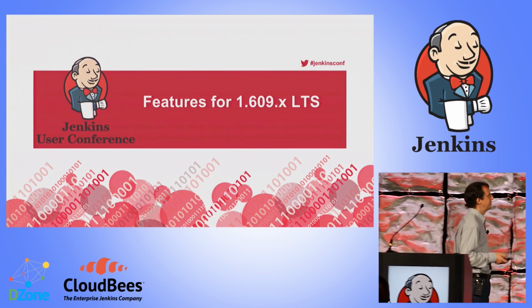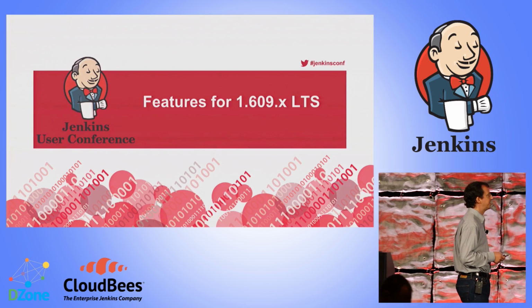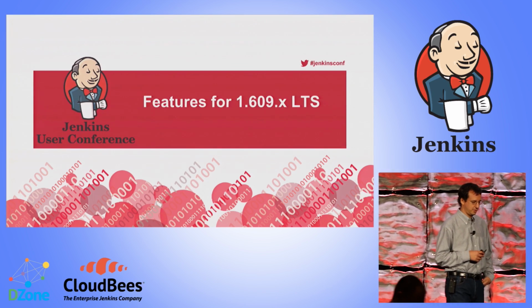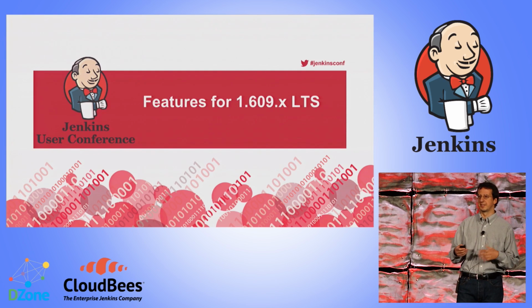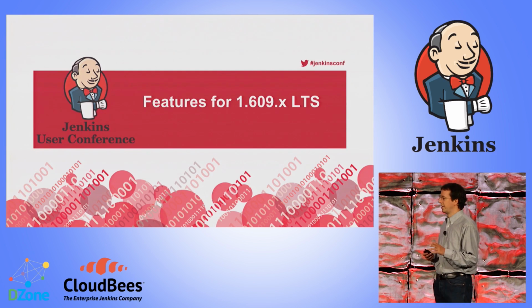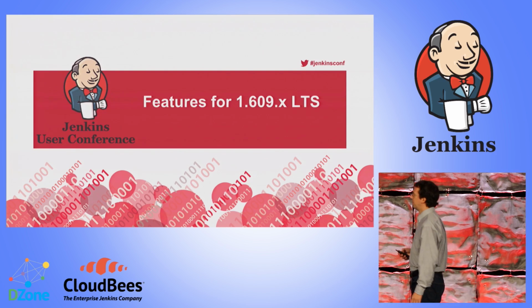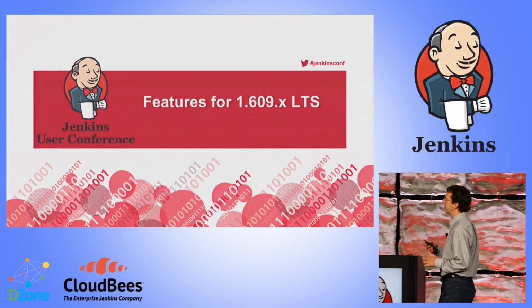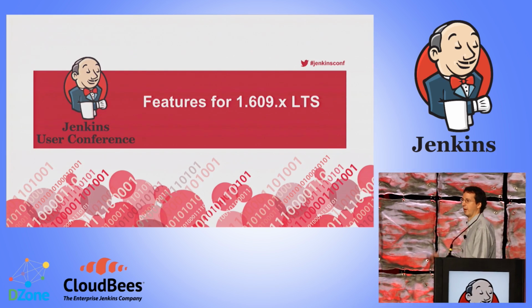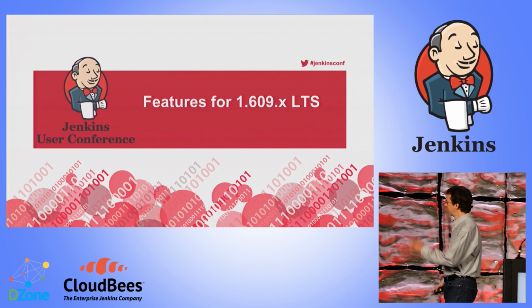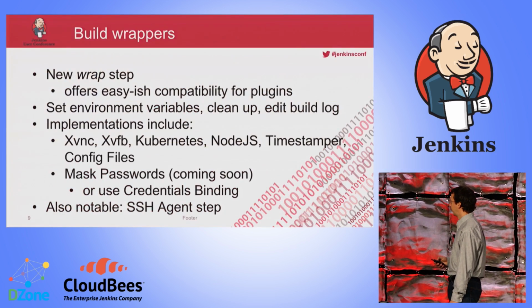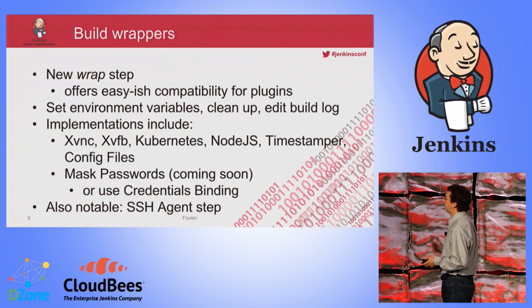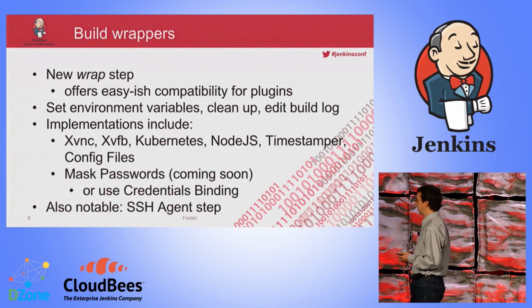So there were a set of features that were tied to the current long-term support release of Jenkins. This is the 1.609.x line. So if you are running the latest long-term support line, or if you're running a weekly release after this, then you can use these features. You just have to update to the newest workflow releases that match. One important one was support for build wrappers.